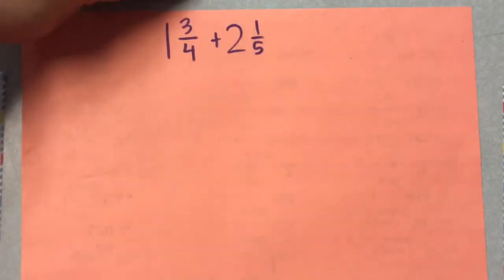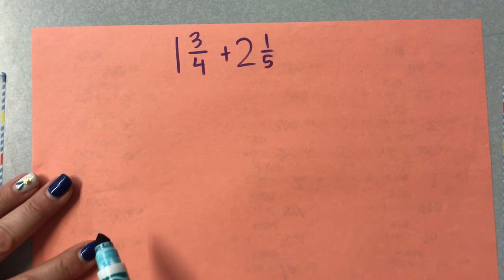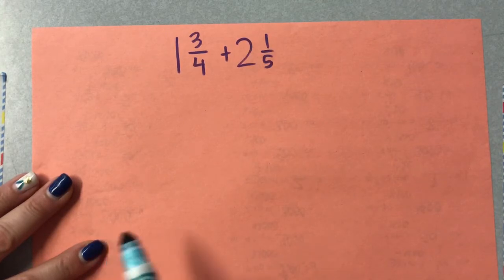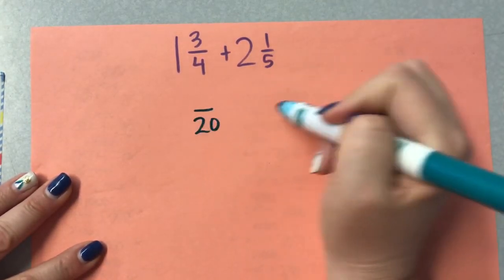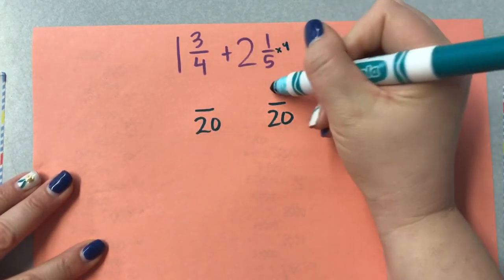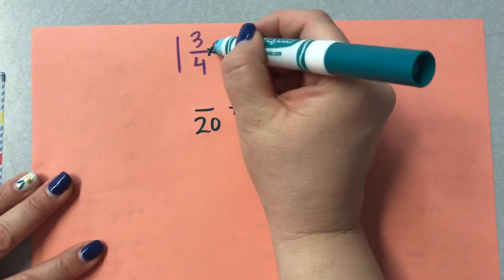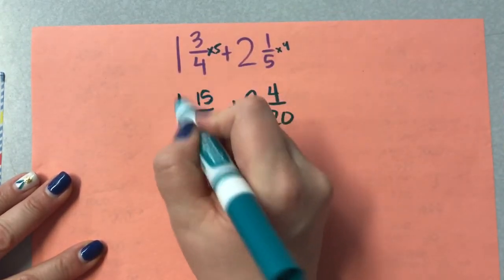Okay, last example here of adding mixed numbers. Again, first step is common denominators. So when we're working with 4ths and 5ths, we're going to make them 20ths. So I'm going to write it underneath. This is times 4, so 1 times 4 is 4. This is times 5, so 3 times 5 is 15.